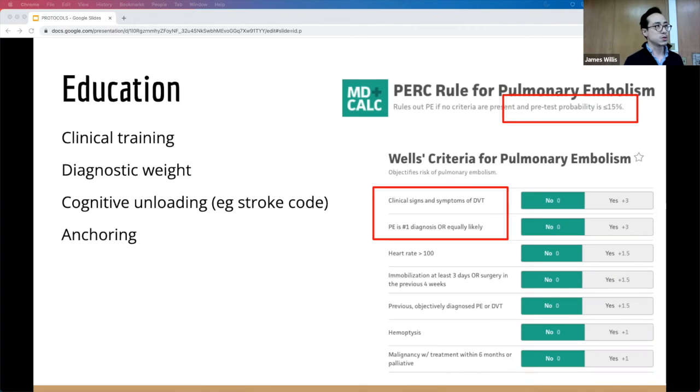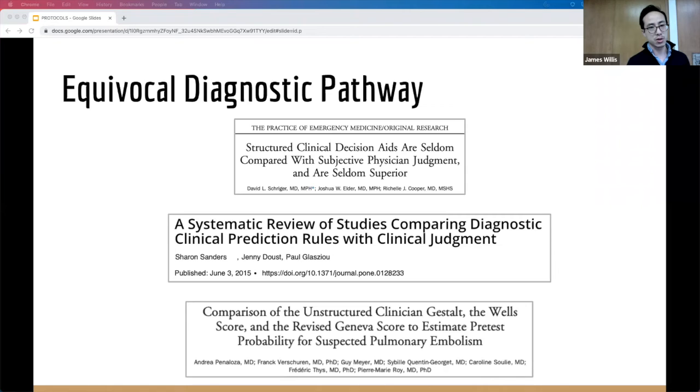And then there's a bunch of studies that gauge and compare physician judgment versus clinical decision aids. Again, this isn't comparing physician judgment and gestalt with protocols per se, but because a lot of protocols are based on clinical decision tools, they kind of made this conclusion or jumped to this.